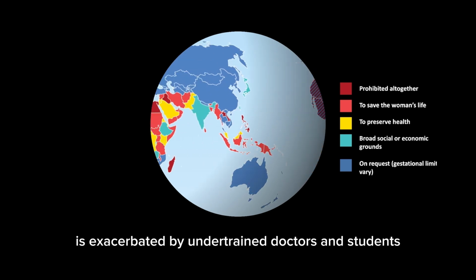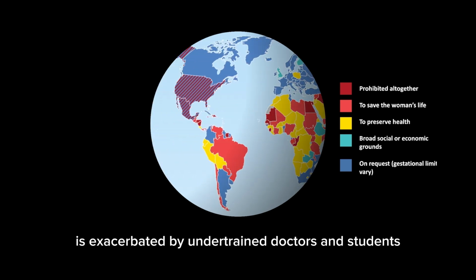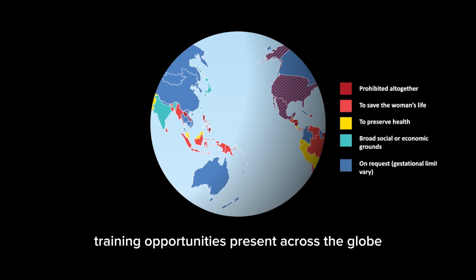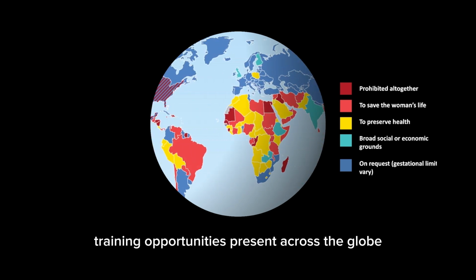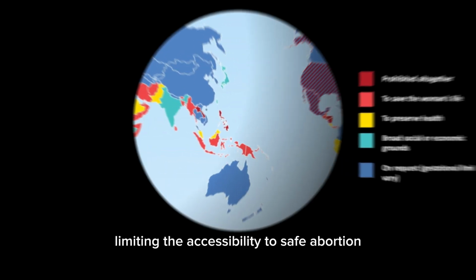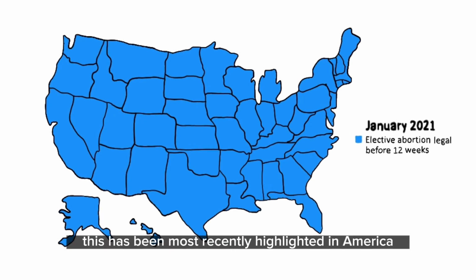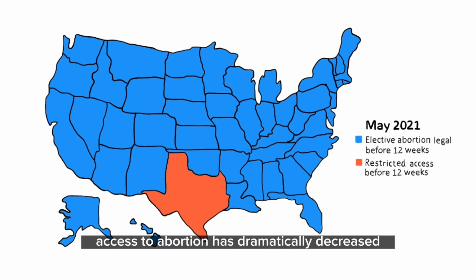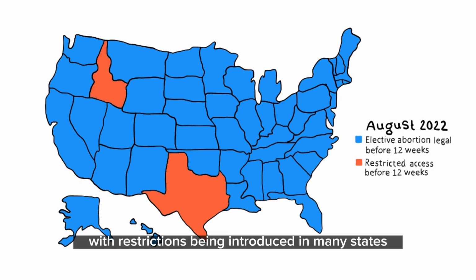The challenge of unsafe abortion is exacerbated by undertrained doctors and students, which is a consequence of inadequate training opportunities present across the globe, limiting the accessibility to safe abortion. This has been most recently highlighted in America, where in the past 3 years, access to abortion has dramatically decreased, with restrictions being introduced in many states and more expected to follow.